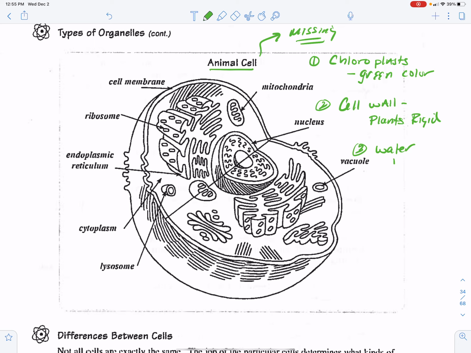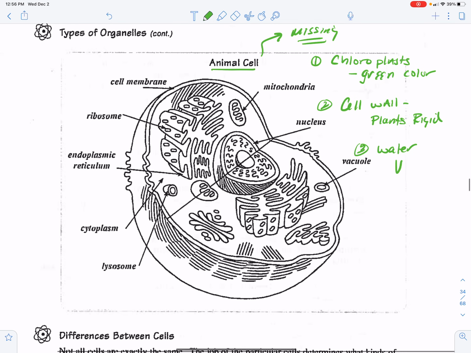So if we don't see those things, I have an awful time today. If we don't see any of these three things, we know it's an animal cell. And once again, this is water storage.